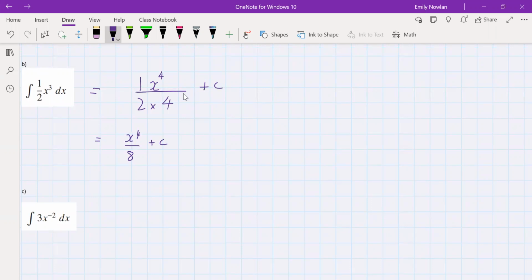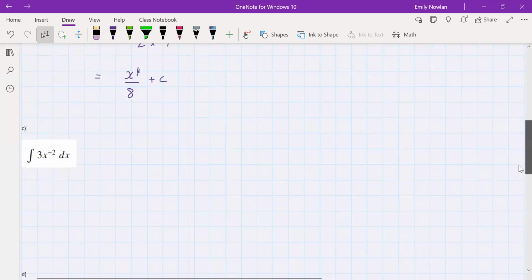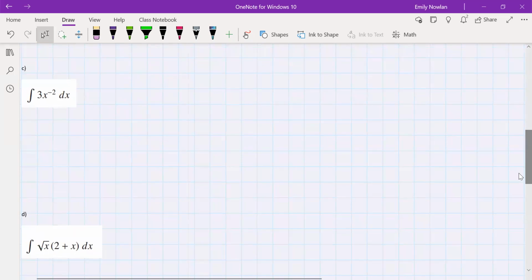Okay, next one along. Remember, pause if you're going to do this one before I do. Okay, here's the next one. Okay, we're still following the same idea. We're integrating, so we're going to add 1 to the power and then divide by our new power.